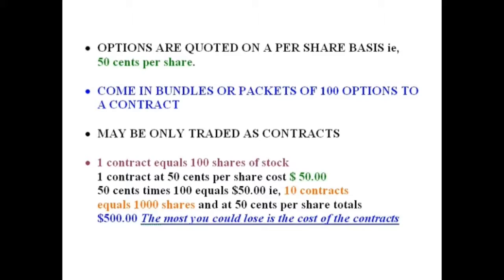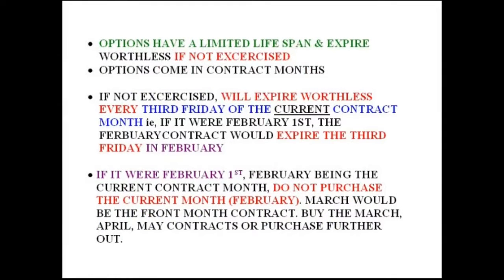You may purchase as many contracts as you wish or can afford. If you purchase 10 contracts, that would equal 1,000 shares at 50 cents per share or $500. In theory, this would be the most you could lose. Options come in contract months. Options have a limited lifespan and expire worthless if not exercised, traded, or somehow used every third Friday of the current contract month.